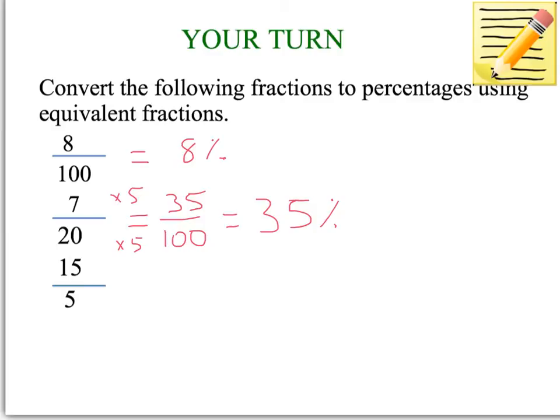Now 15 over 5 as a percentage. So we can convert this to hundredths. So 5 times 20 is 100. So then we have to do 15 times 20, and that is 300. So now it's in hundredths. We know that 15 over 5 is actually 300%.